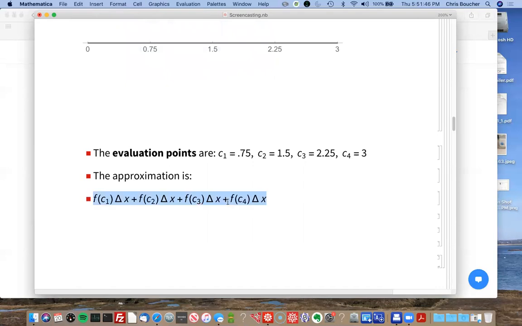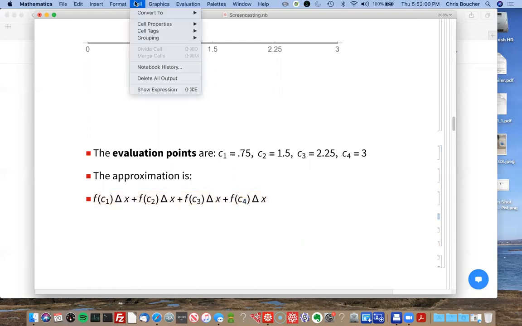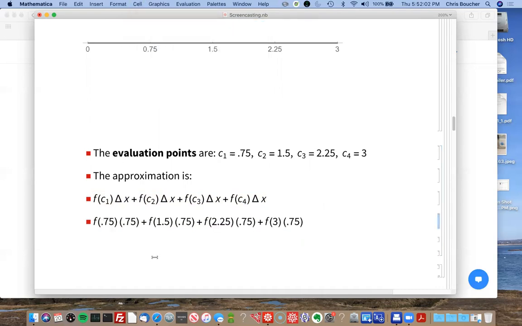Right, this was our generic formula, right? F of C1 delta x plus F of C2 delta x plus F of C3 delta x. And I keep going until I get to the last evaluation point. In this case, there are only 4, so I can write out the whole thing without any ellipses or anything like that. I fill in some of the missing pieces. I know delta x is 0.75, right? So all delta x's got replaced by 0.75. There and there and there.